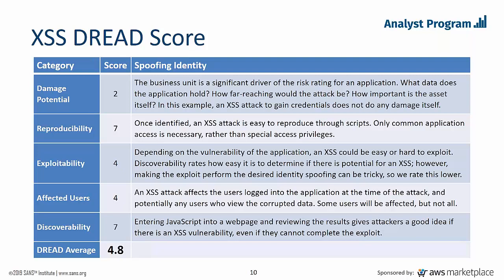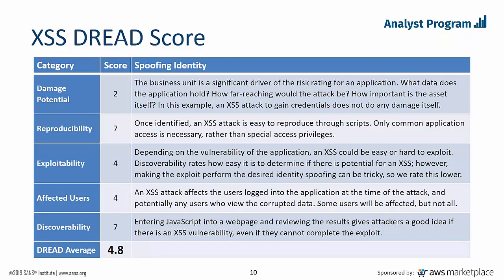Affected users, I put as a 4, and that's because in this fictitious asset that we're talking about, this comment section, not all the users are going to click on it, and likely if they do, I'm not going to do, as an attacker, something with all of the clicks. I would just pick one. So I kind of made it a 4. A little bit less than half. And then discoverability, I put it as a 7.